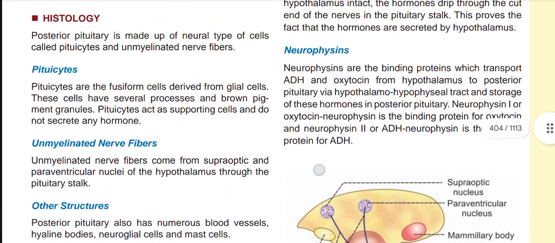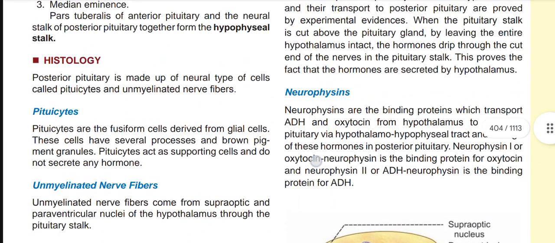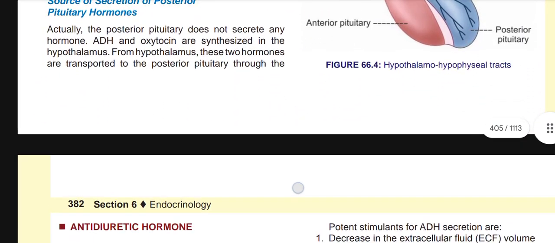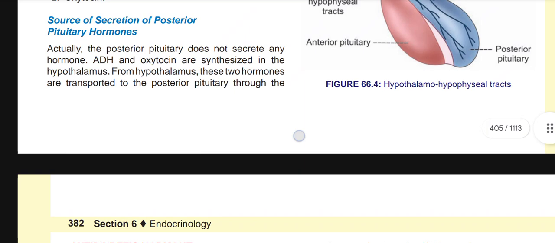So today we have discussed the general concept of the posterior pituitary. In the next videos we will discuss the hormones secreted by the posterior pituitary.